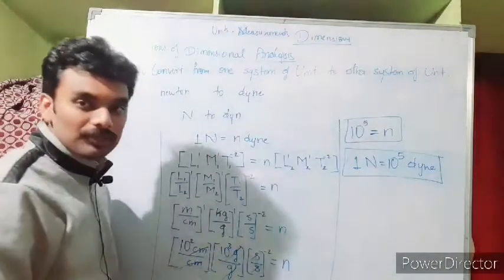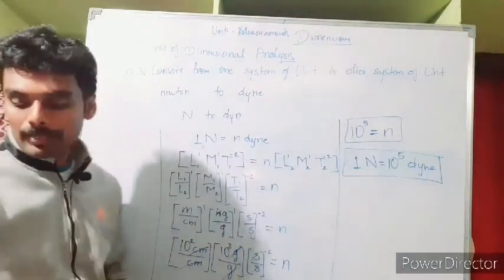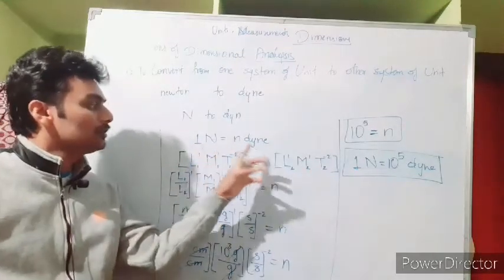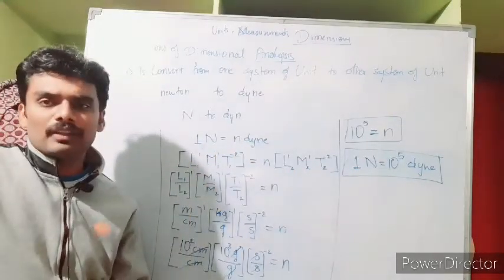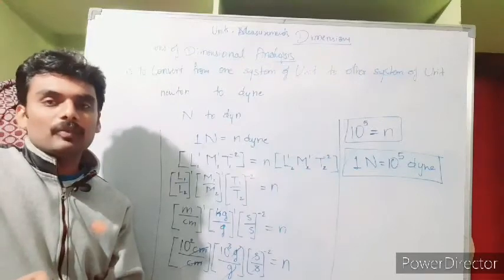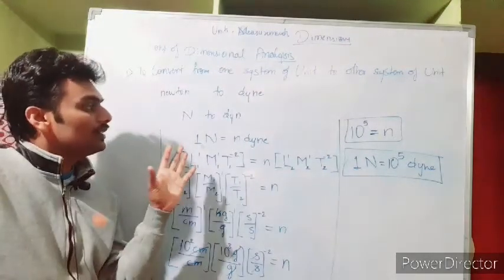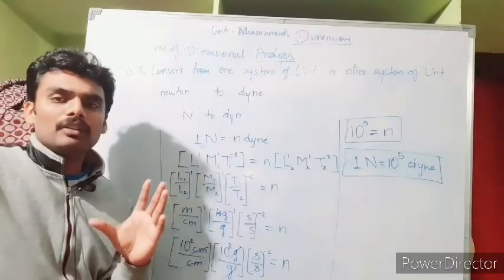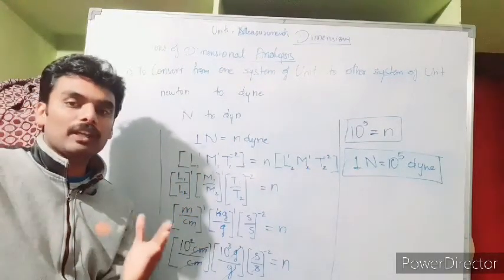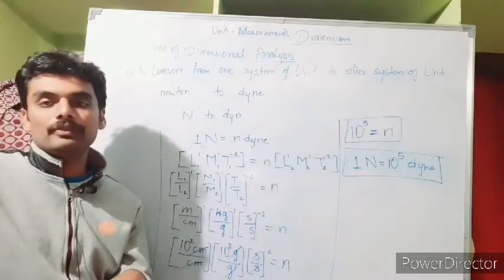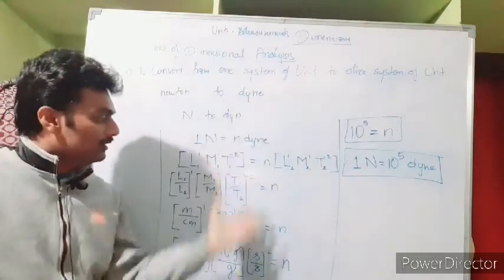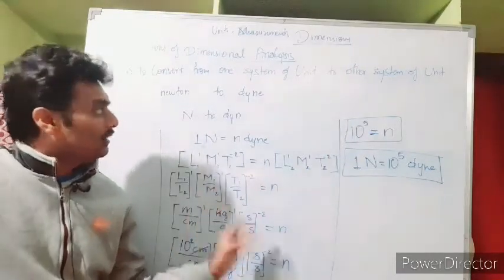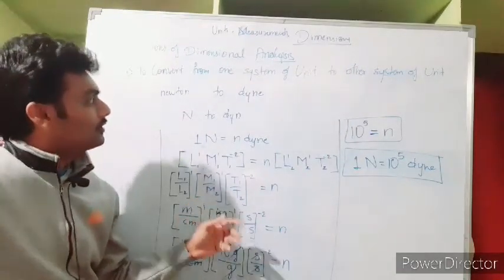We have successfully converted the unit of force from SI system to CGS system. So this is how we convert from one system to the other system. So this question is the answer for, if they ask you to convert from Newton to Dyne, or 1 Newton to so and so Dyne, then this is the answer for that question. Important question.